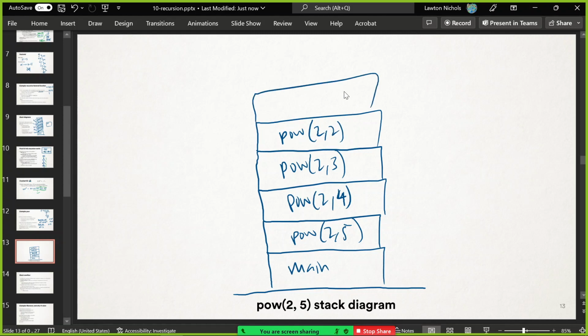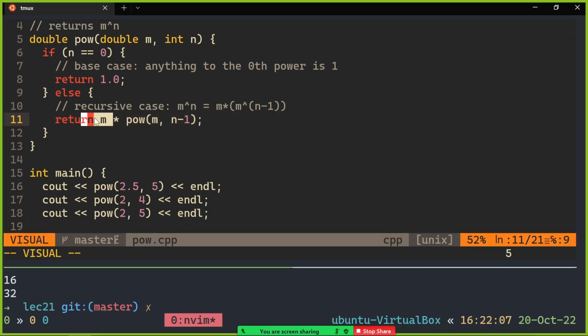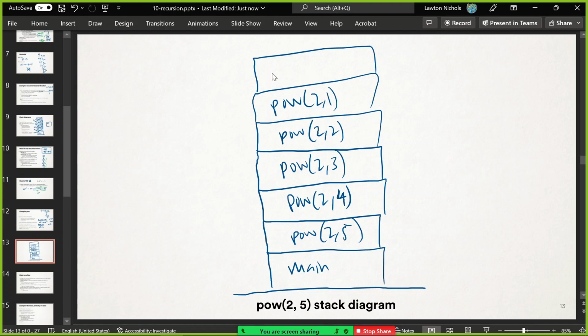POW of 2, 2 is going to call POW of 2, 1. And then POW of 2, 1 is going to ask for 2 times POW of 2, 0, so 2 to the 0th power. Then it can give back its answer. And so here's how we draw it, but really the stack frames hold their variables. The m is 2, the n is 1 here. The m is 2, the n is 0 here.